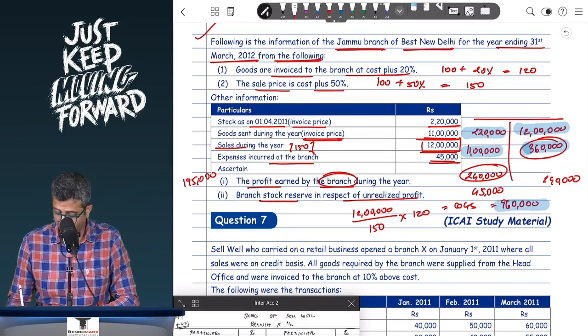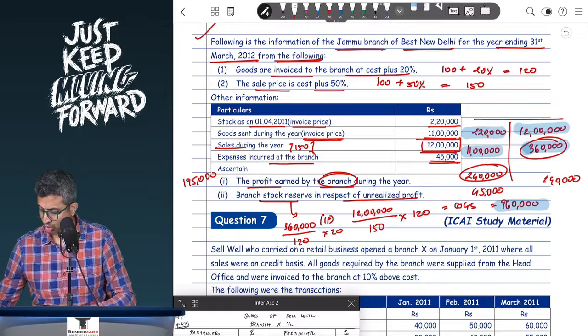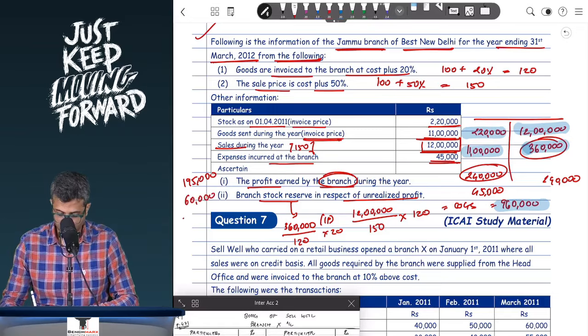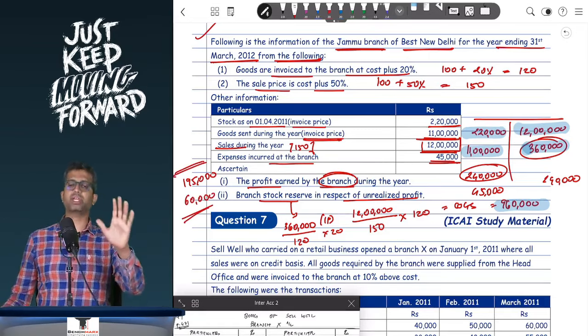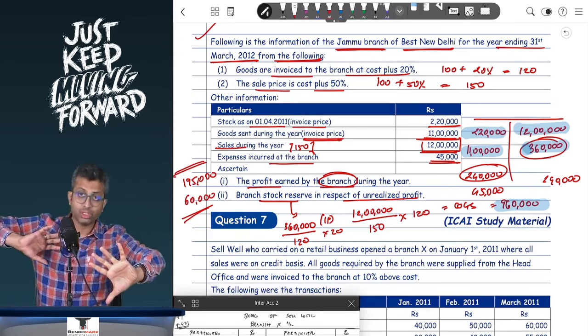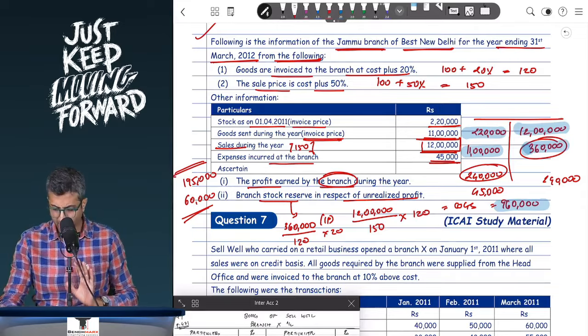Now they ask you to find the stock reserve in respect of the unrealized profit. So this is 3,60,000, and this is at invoice price. Invoice price is 120. If I want to find the stock reserve, this is 3,60,000 divided by 120 into 20. I believe this must be 60,000. Remember, 3,60,000 is the invoice price. In 3,60,000, only profit of 20 is sitting. Profit of the entire 50 or entire 30 is not sitting.